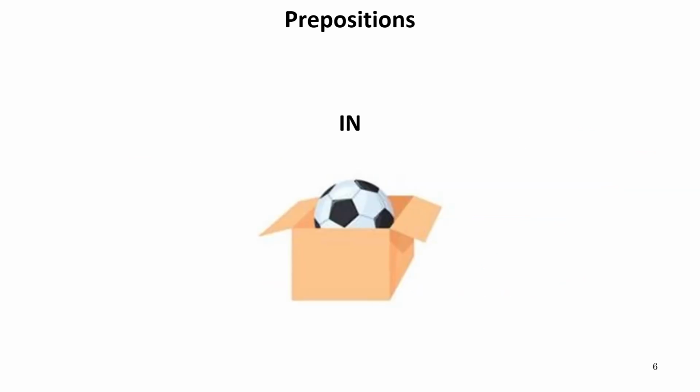In basically shows something which is within the boundaries. For example, you can see over here, there is a ball. This is a football which is inside the box. So it is in the box because it is just within the boundaries of this box. It is not outside. It is not upon it. It is not on it. It is just inside the boundaries of this box. So this is known as preposition in.